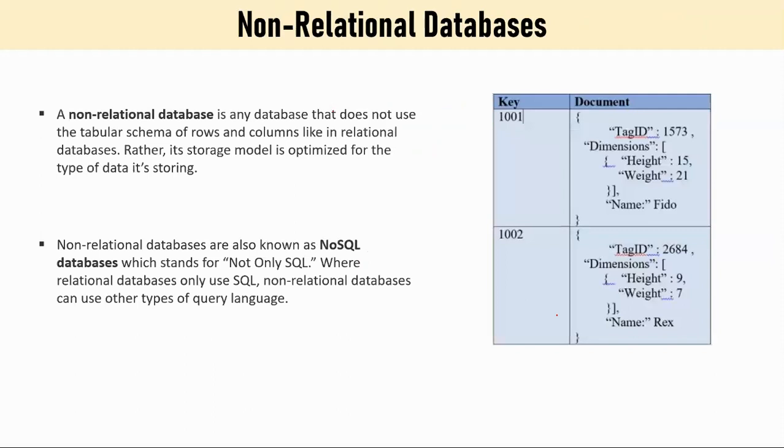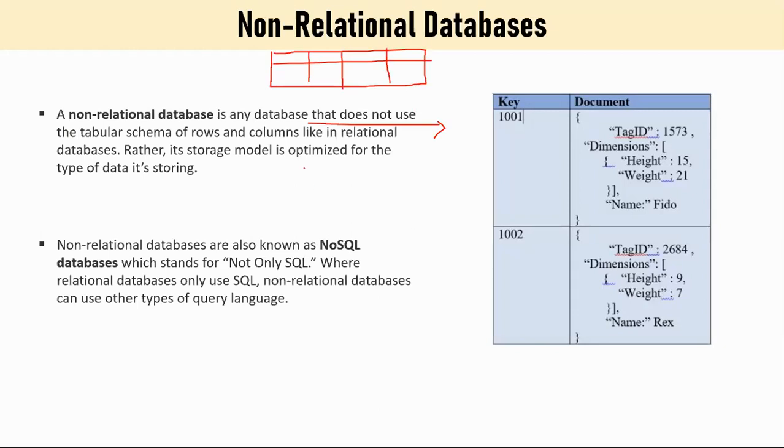And one more is the non-relational databases. Non-relational databases are also called NoSQL databases, first thing. A non-relational database is any database that does not use the tabular schema. It can have the data in the form of a table also, but it does not have a schema. So that is the main reason.